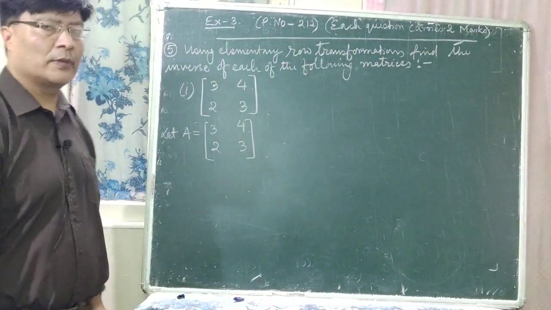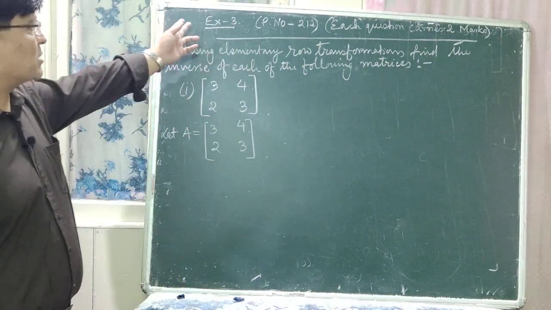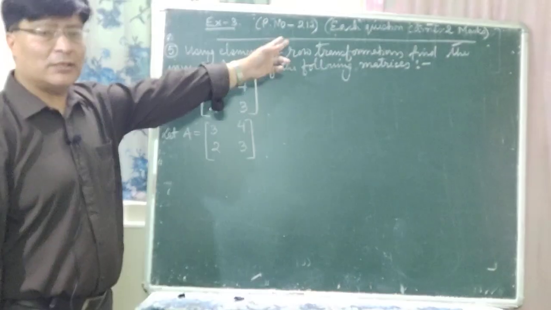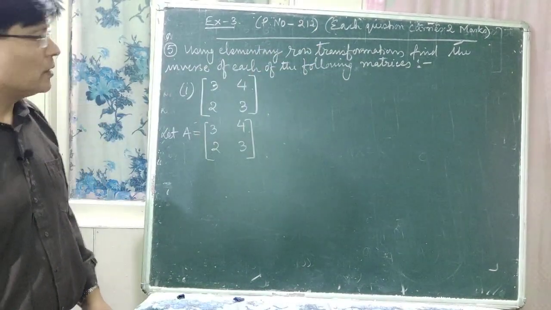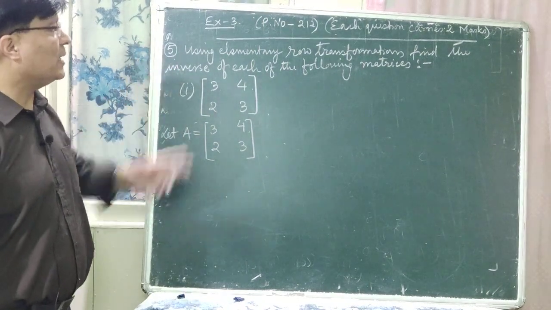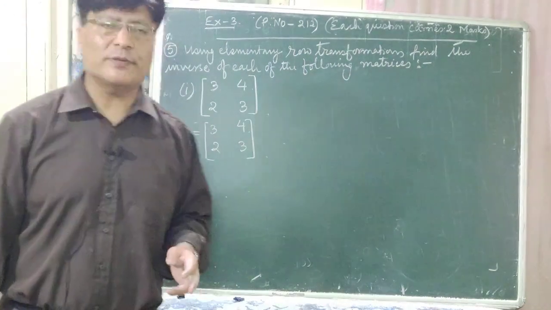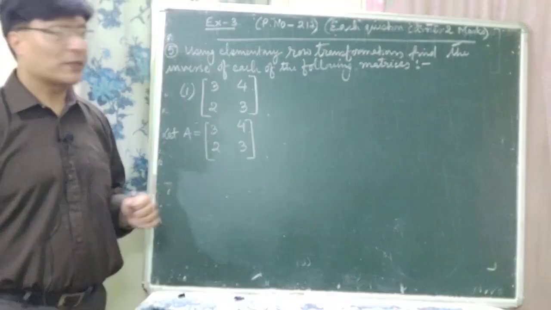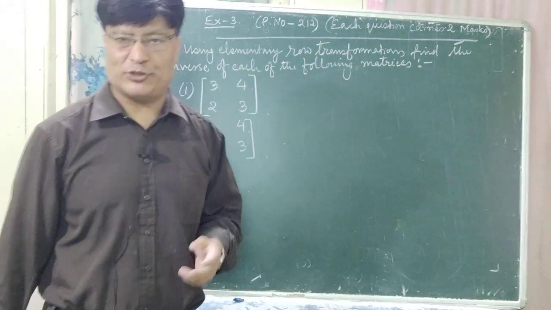So now we'll do the next question from the same exercise, exercise 3, page number 212, but each question carries 2 marks. The question is, question number 5: using elementary row transformations, find the inverse of each of the following matrices. So in this case, you have to use elementary row transformations.